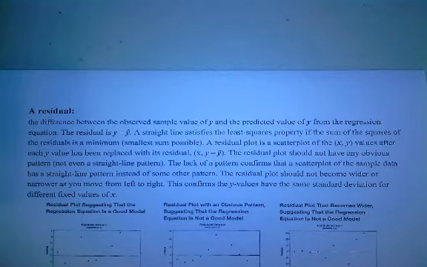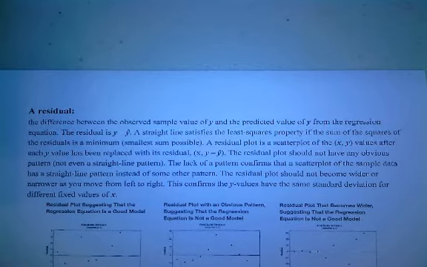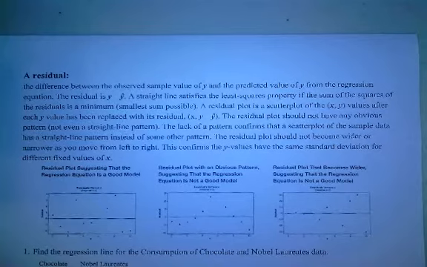The residual plot should not become wider or narrower as you move from left to right. This confirms the y values have the same standard deviation for different fixed values of x. For that matter, all your residuals should not end up below or above the line. There should be kind of equal distance about the line, since you're supposed to end up with the smallest sum of those residuals possible. So here are some example residual plots.